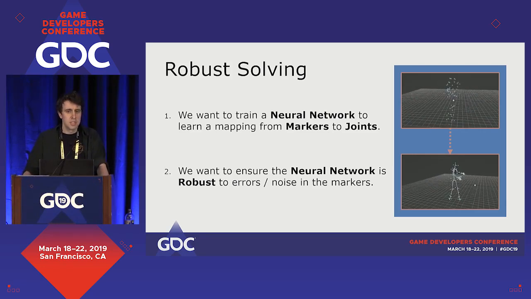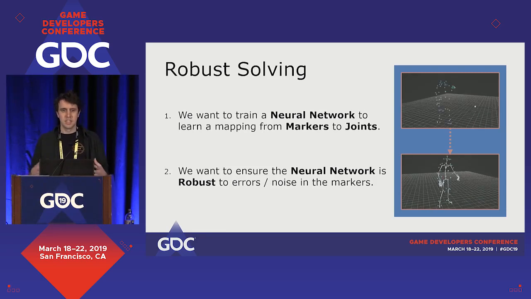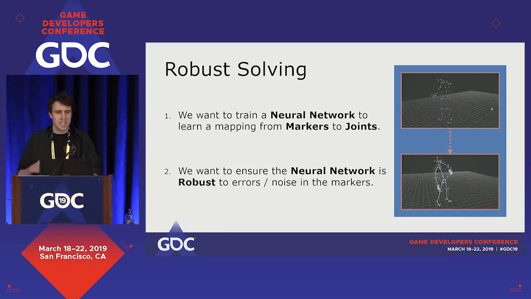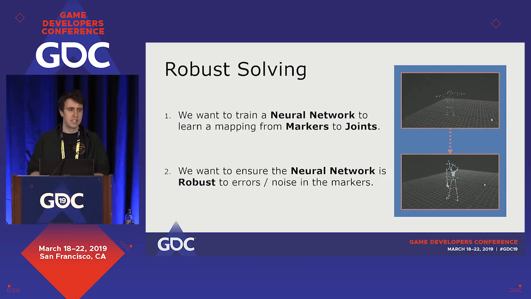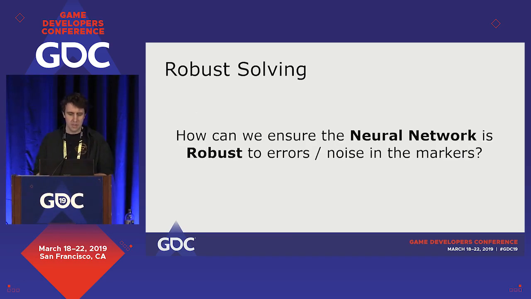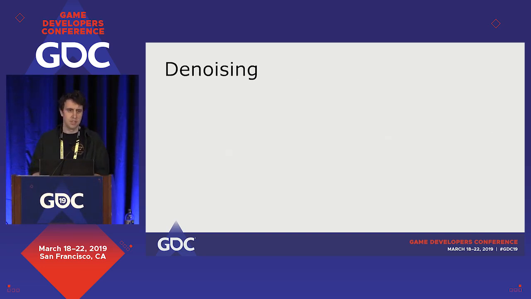So normally in machine learning, we need our data to be very clean, right? We want our data to be clean and nice, and in this case, we need to train it so that it's robust to unclean data and these errors. So how can we do this? How can we make sure the network is robust to these sorts of errors or noise in the markers? Well, there's one very powerful technique in machine learning to do this called denoising.